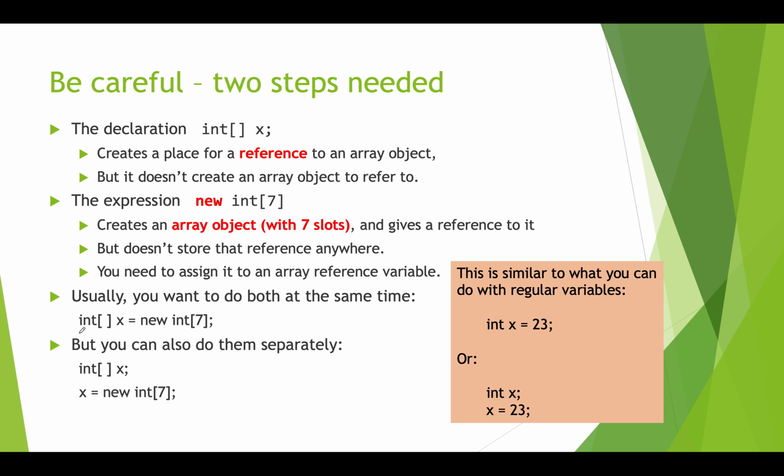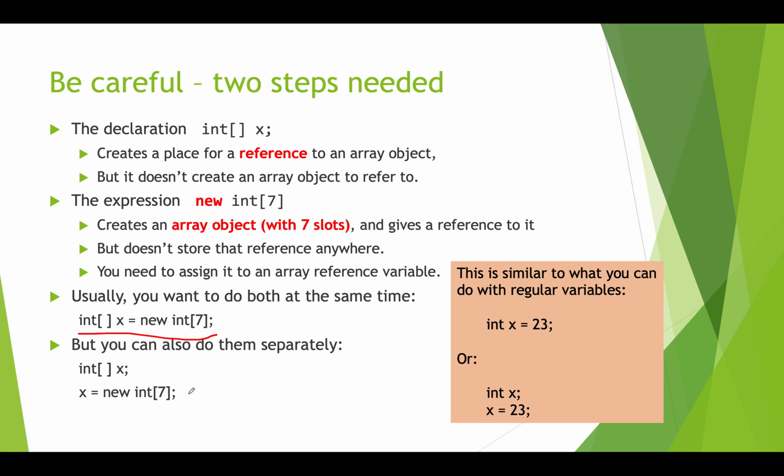So typically we want to do these 2 things at the same time. So this is what you will almost always see. int, open square bracket, close square bracket, no number, the name of our array, and then equals new int with the number in it, okay? So this says create the array and assign it to this reference variable. You can do these 2 steps separately. So int, open square bracket, close square bracket, x on one line, and then later on in your code, you could say x equals new int 7.